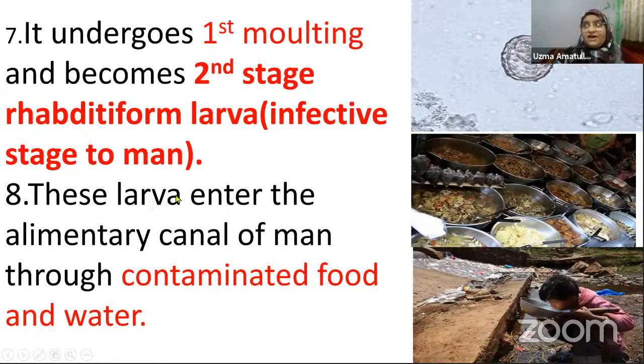Now these larvae enter the alimentary canal of the man through contaminated food and water. Contaminated food is food where the dust is there or which is not cooked hygienically, or the water used for cooking is contaminated water, or drinking contaminated water. So now what happens? Here you can see this is the second stage rhabditiform larva. It will enter into the body of the host.